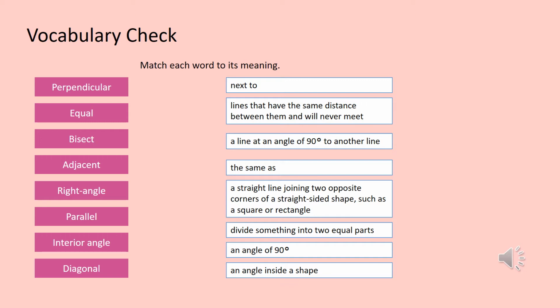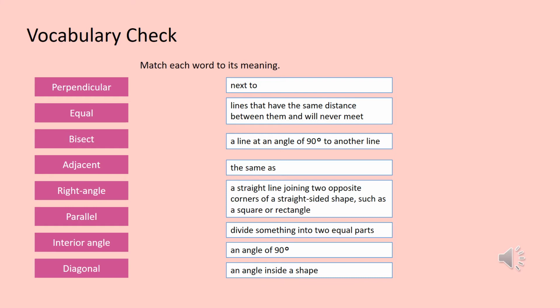Parallel, lines that have the same distance between them and will never meet. Interior angle is an angle inside a shape, and diagonal is a straight line joining two opposite corners of a straight-sided shape, such as a square or a rectangle.